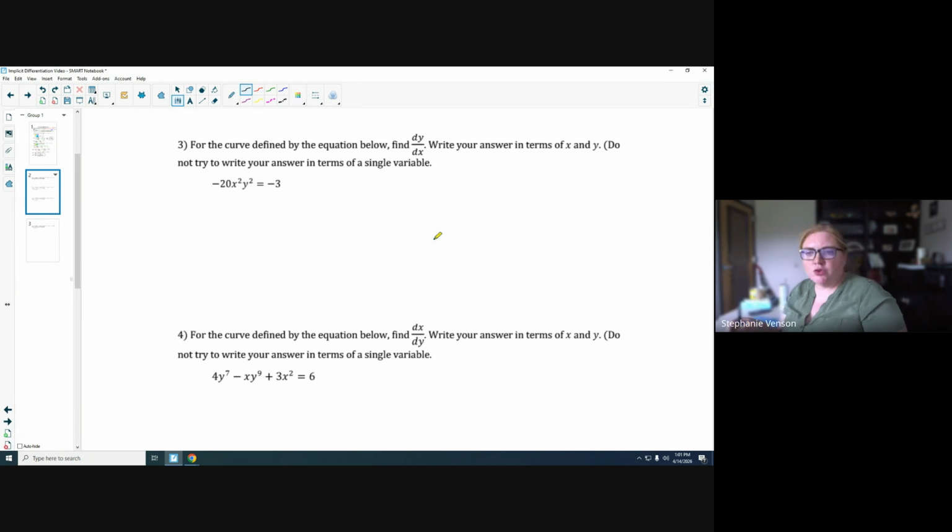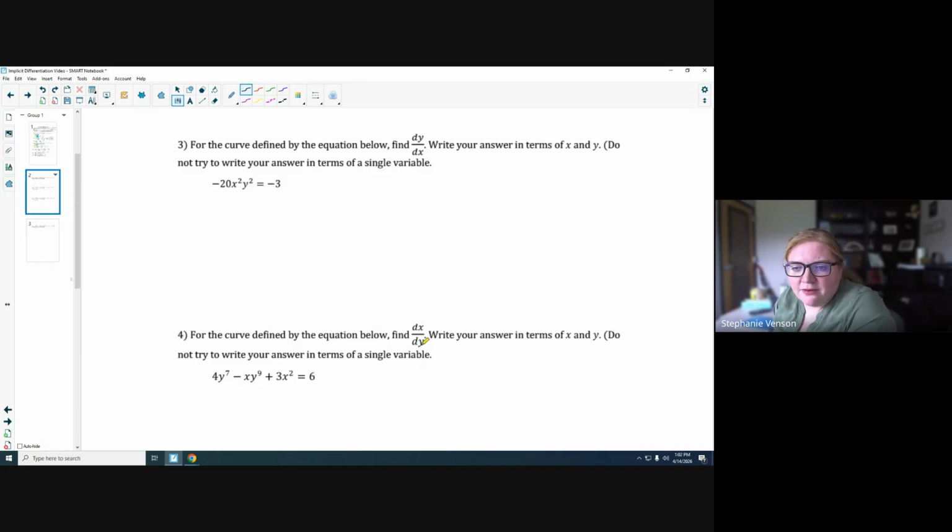As you go through this homework, you're going to notice that the directions are always the same, except for one thing. Sometimes they'll ask for dy dx. Sometimes they'll ask for dx dy. But don't panic. It's not that hard. I'm going to show you when we get to example 4. But for now, let's do example 3, which is another dy dx example like we did in 1 and 2.